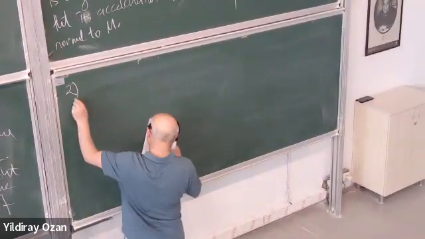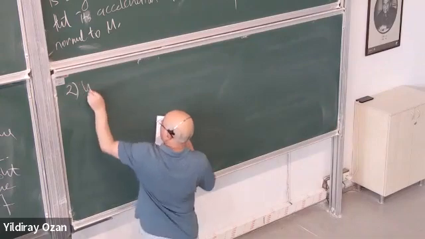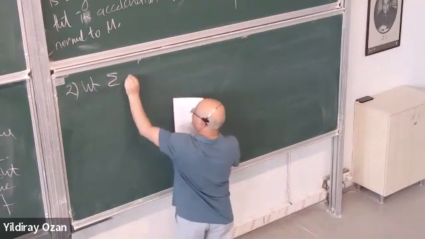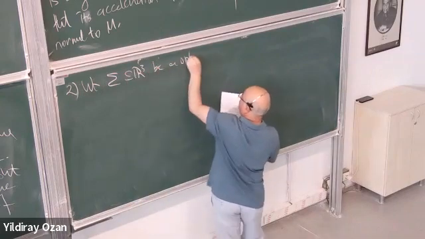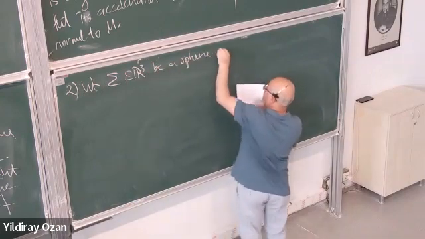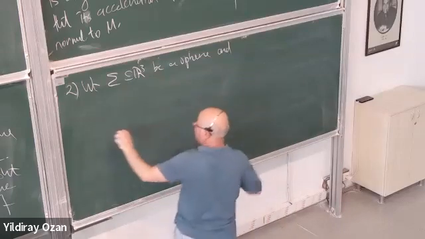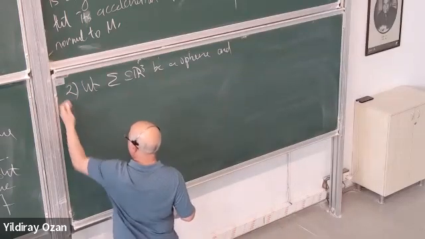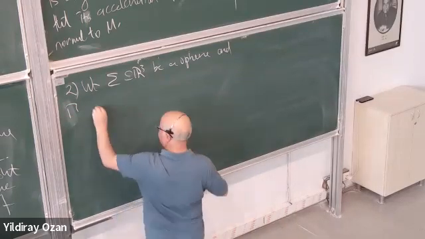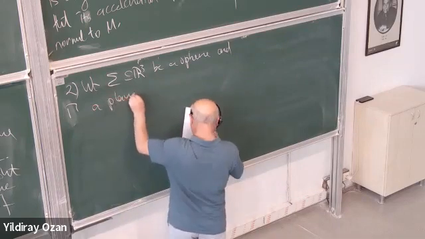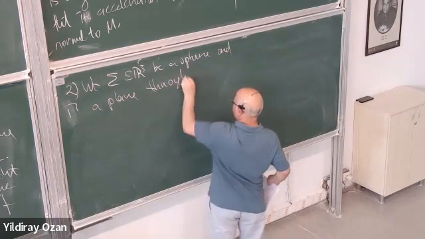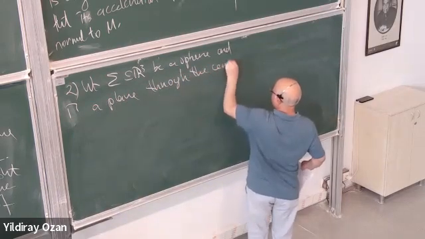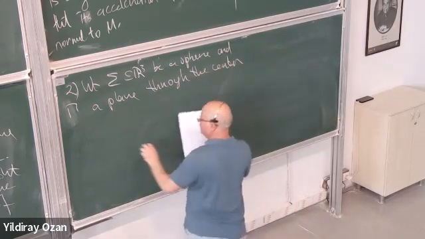Well, now let the surface be a sphere and gamma a plane through the center. Center of the sphere.